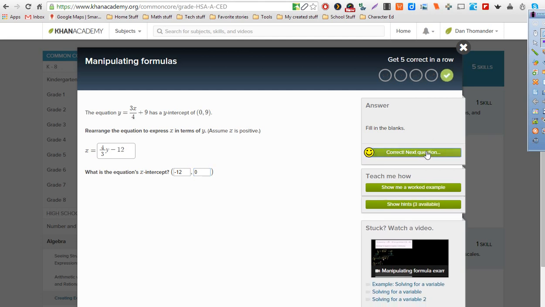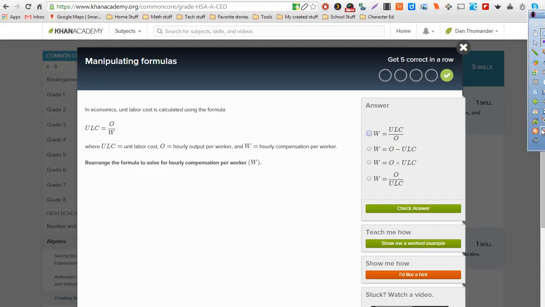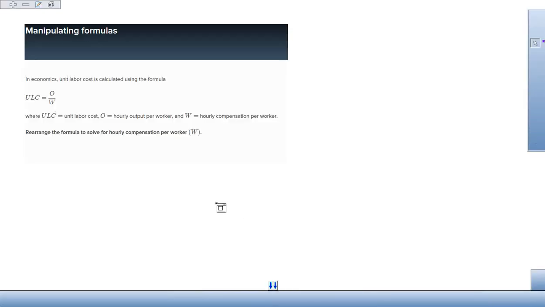Let's try one more of these together. Here we go. I'll get another fresh page here, and we will copy that back here so I can write on it real nice. Again, we're doing manipulating formulas. So we have some formula here.